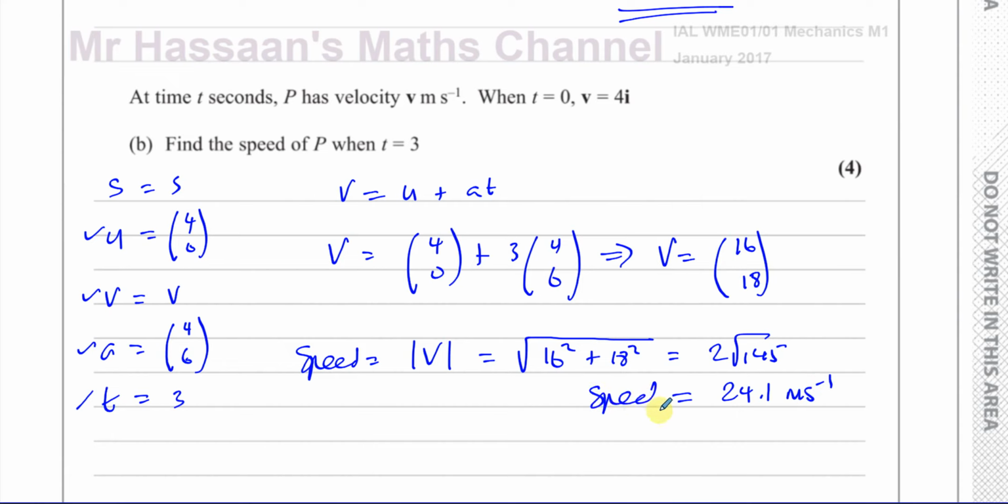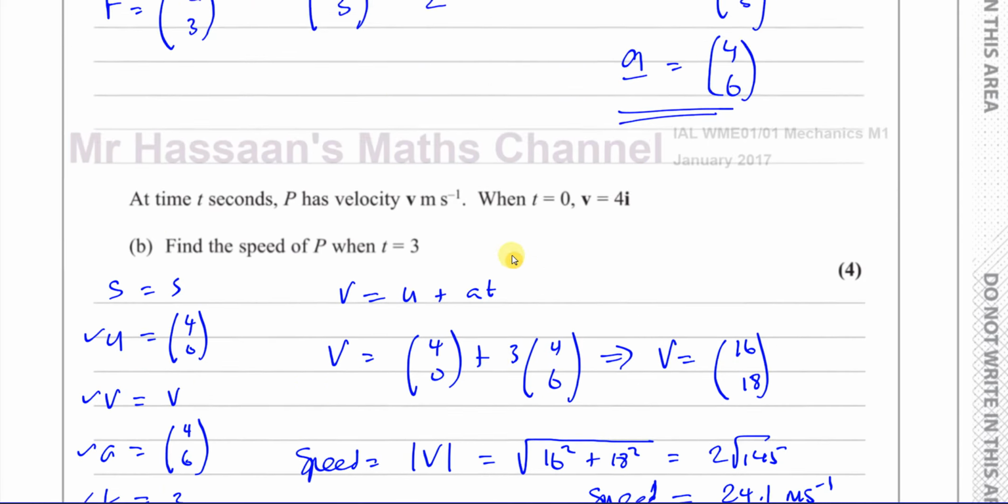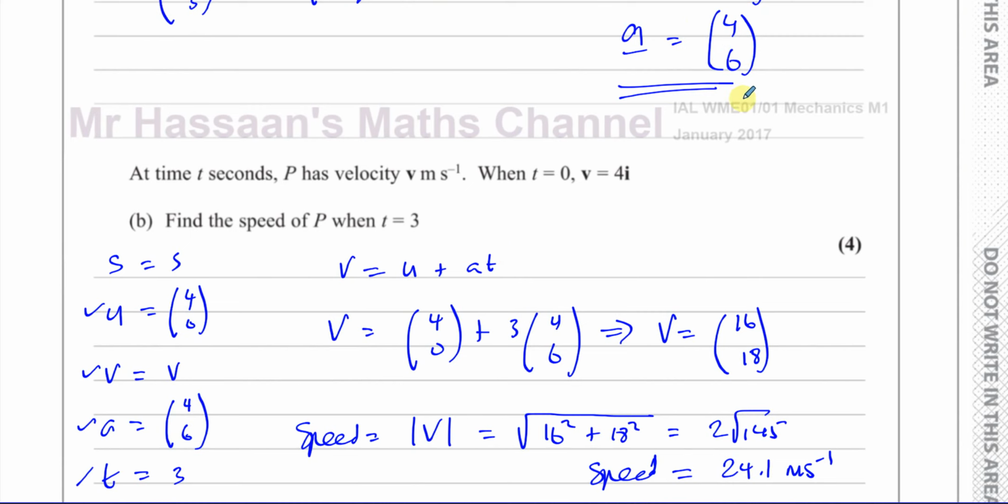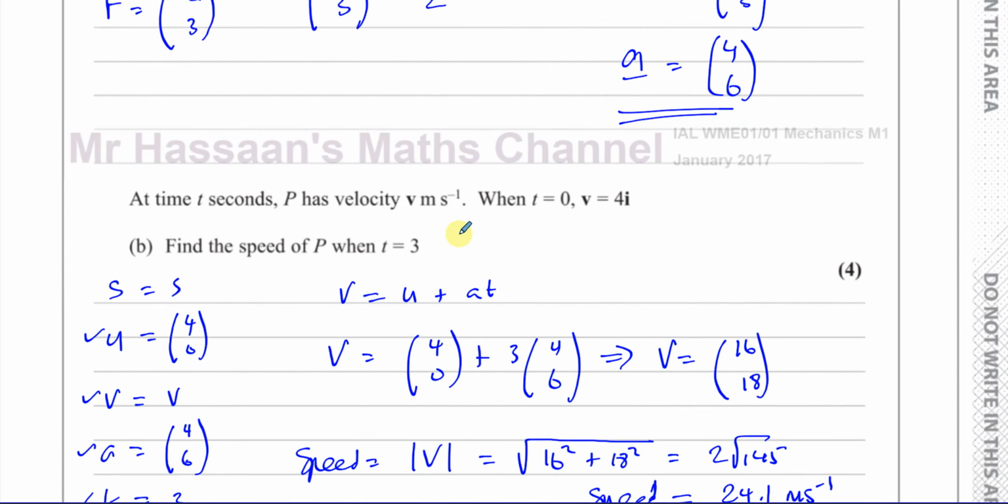The speed is the magnitude of the velocity, not the magnitude of the acceleration. Okay, so I'm guessing what the student did was find the magnitude of the acceleration and think that's the velocity. No, the magnitude of the acceleration is not the velocity. The speed is the magnitude of the velocity.